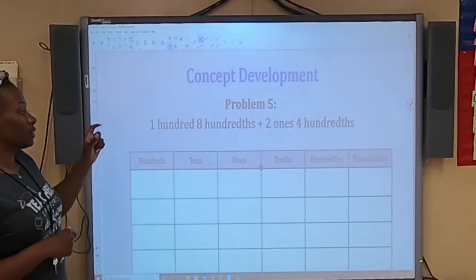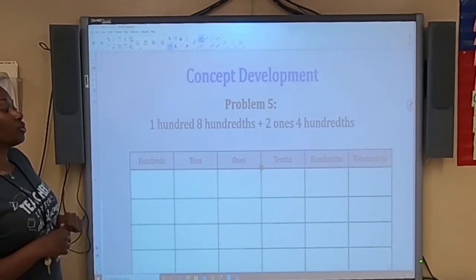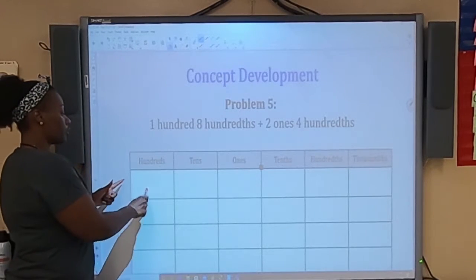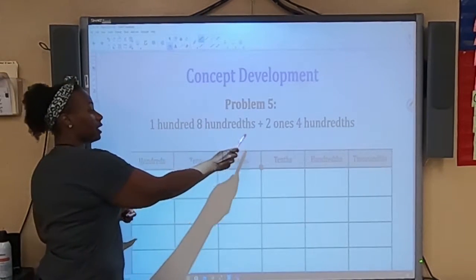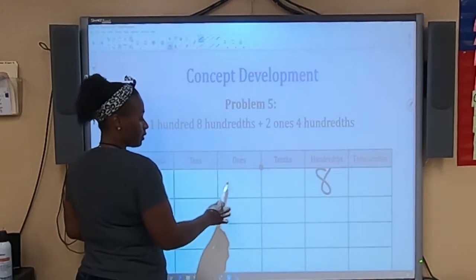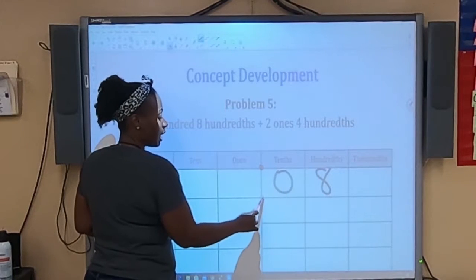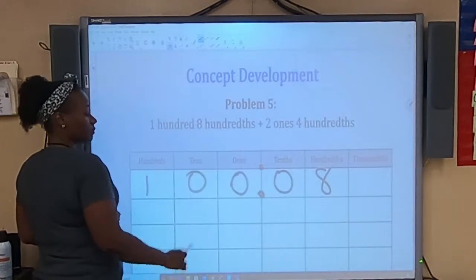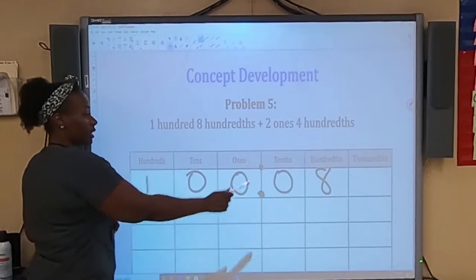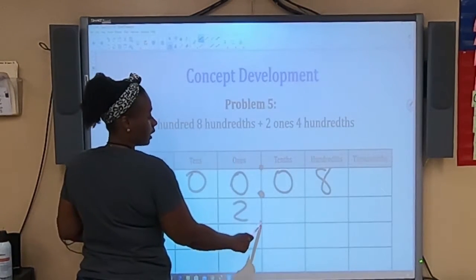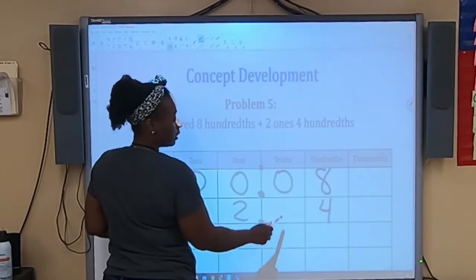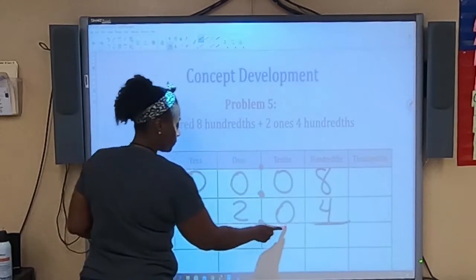Okay, now we have 100, 8 hundredths plus 2 ones, 4 hundredths. So I'm going to put my 1 in the hundreds place. My 8 in the hundredths place is a decimal. Notice I skipped 3 place values. Simple fix. All I need is placeholders. There's my number. Plus, I need 2 ones, and I need 4 hundredths. I skipped the place value, so I'm going to put a placeholder.